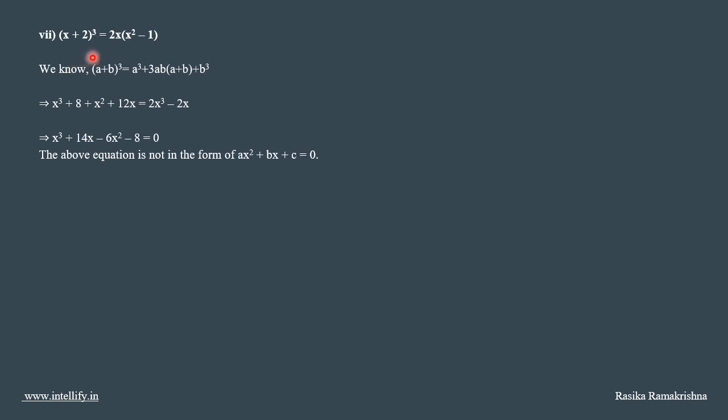Here we have x plus 2 the whole cube equal to 2x times x square minus 1. Recall that a plus b the whole cube is nothing but a cube plus b cube plus 3a square b plus 3ab square. Using this identity and polynomial multiplication, we have x cube plus 8 plus 6x square plus 12x equal to 2x cube minus 2x. Which implies that x cube minus 6x square minus 14x minus 8 is equal to 0.